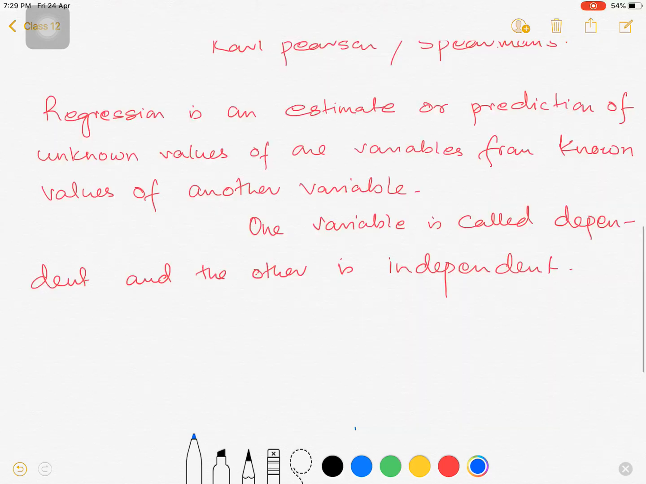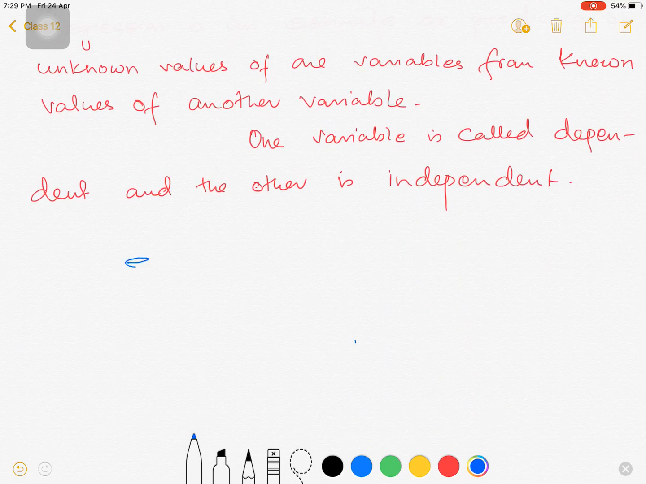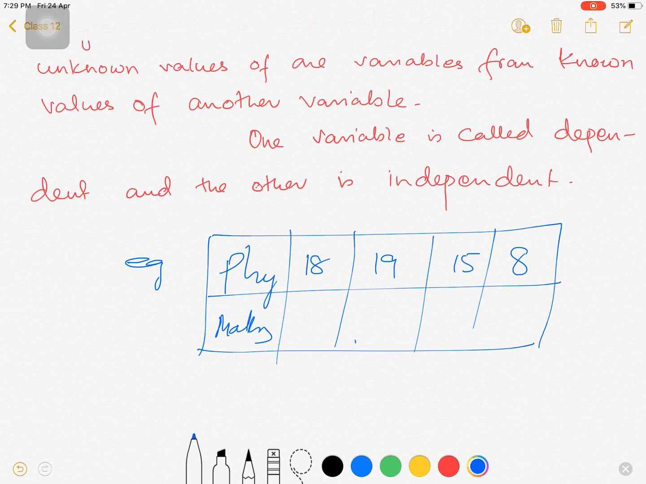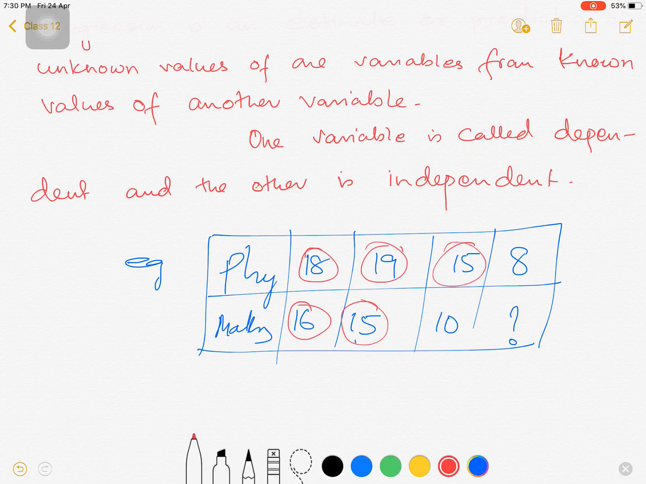Let's say I have this table. This is physics marks, this is maths marks. Let's say a student got 18, 19, 15 and 8. These are the marks obtained in physics, and 16, 15, 10 and question mark in maths. What regression does is, looking at these values, comparing them, we come up with this missing value here. What should be the value?